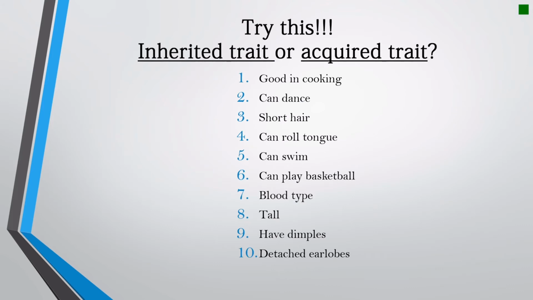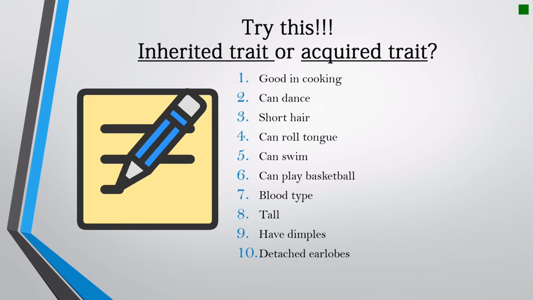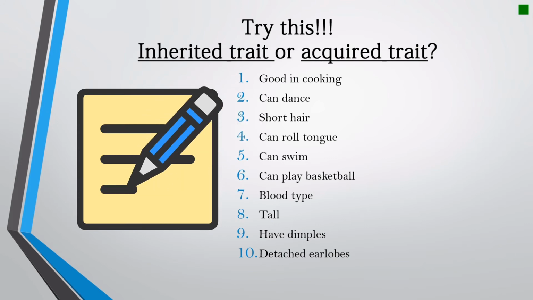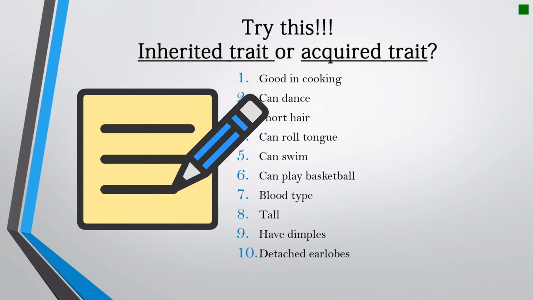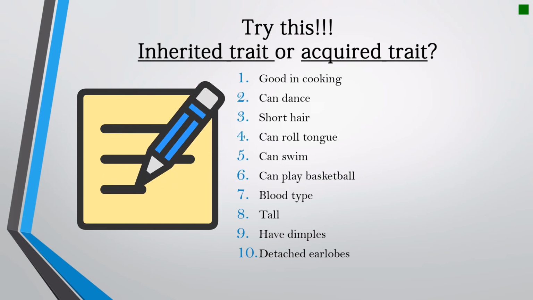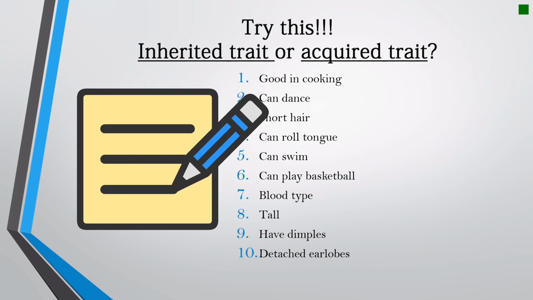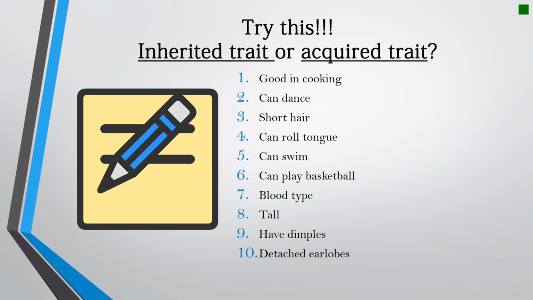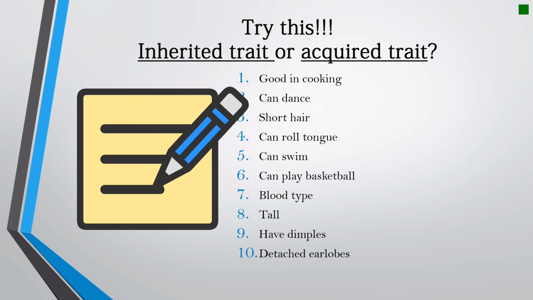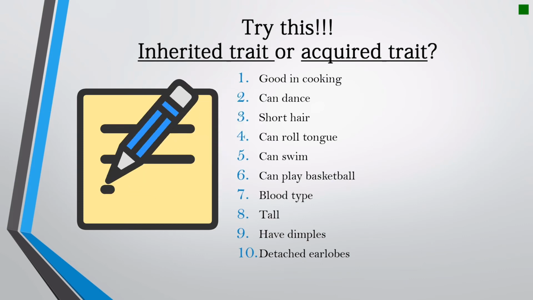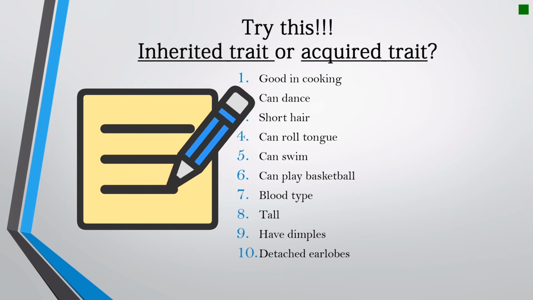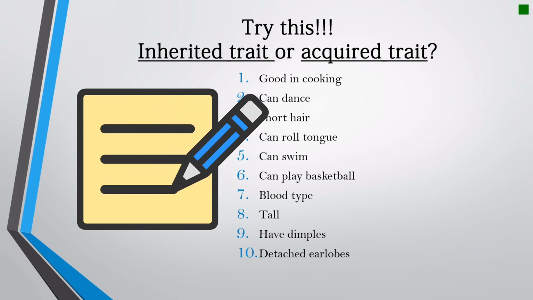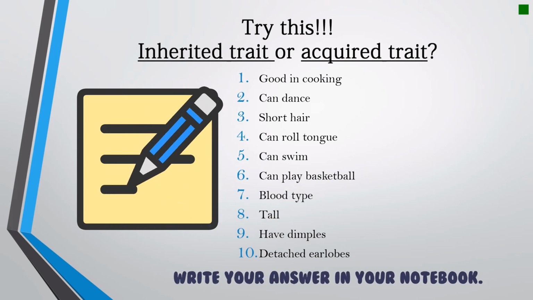Now let's try this. Can you tell me if it is an inherited trait or acquired trait? 1. Good in cooking. 2. Can dance. 3. Short hair. 4. Can roll tongue. 5. Can swim. 6. Can play basketball. 7. Blood type. 8. Tall. 9. Have dimples. 10. Detached earlobes. Can you do this? Write your answer in your notebook.